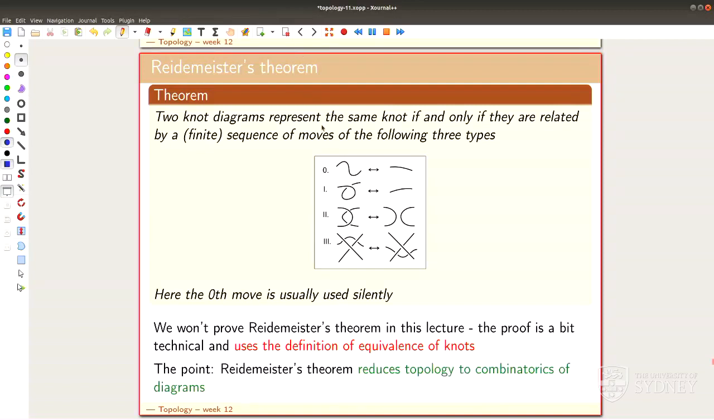So the main point of the proof is to match the definition of equivalence of knots with this much easier description of just a certain number of moves. And the real point here is that this reduces all of knot theory to combinatorics, because you now can just stare at the diagrams and apply combinatorial simplification moves. And we do that all the time, so let us have a look at some videos.